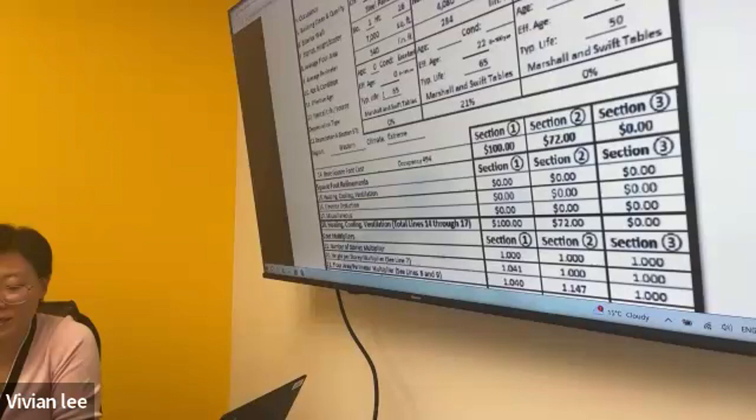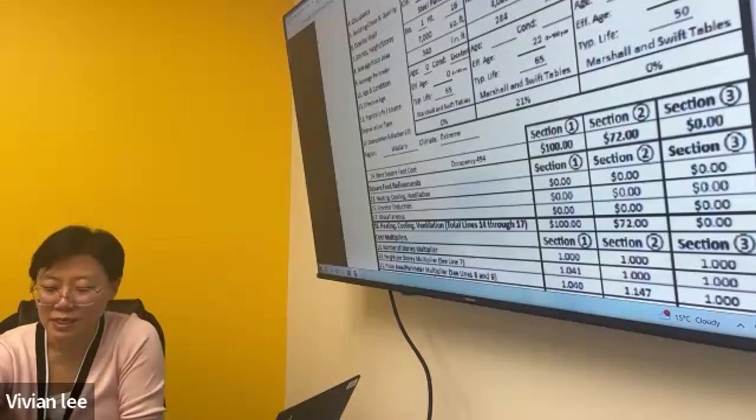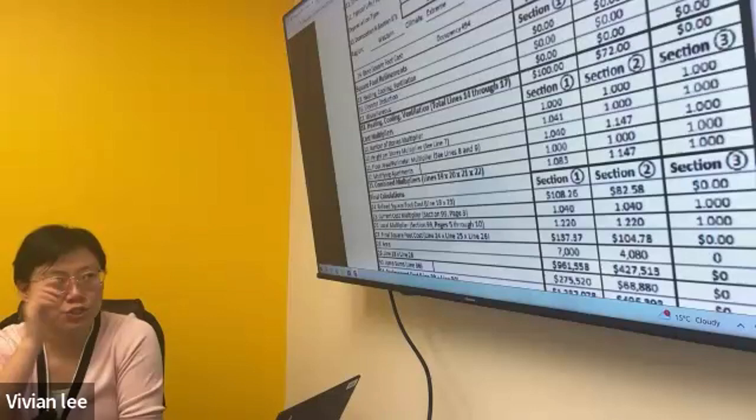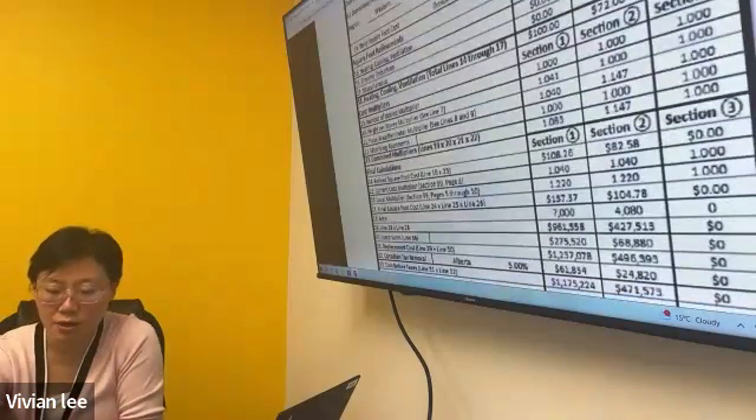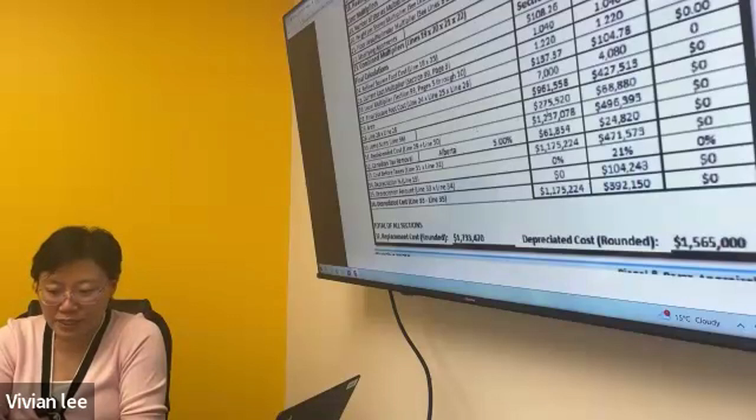Whatever the type, like the life, they count the effective age of the building, right? Effective age of the building. It's very blurry, but you can share the documents and you can see it. So they calculate, and here the replacement cost is right here.